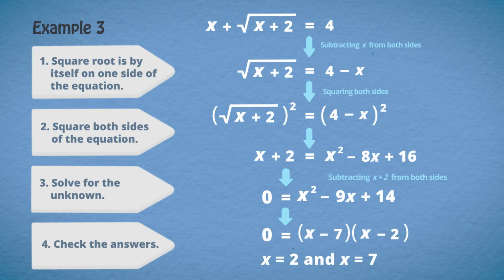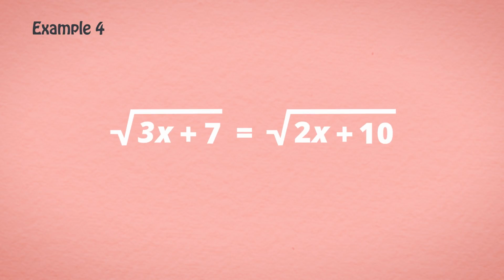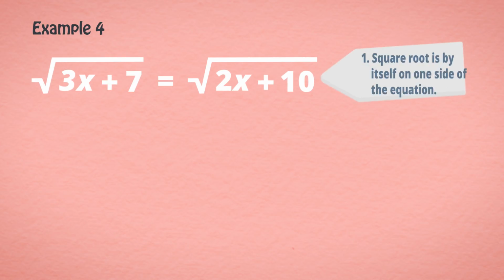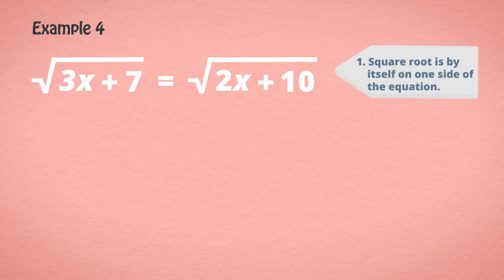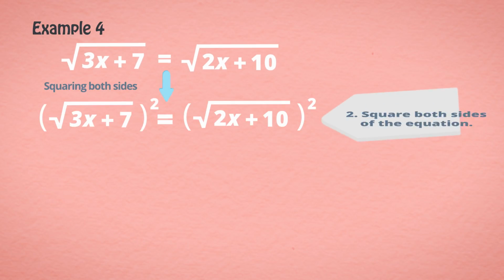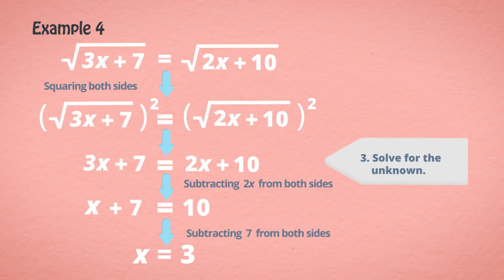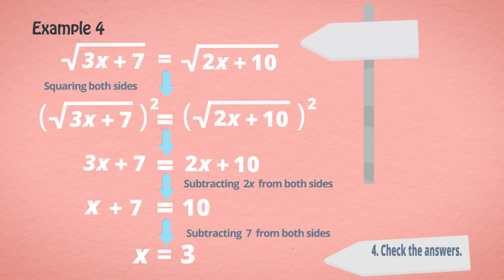Finally, let's look at one more question where there are two square roots in the equation, like this one. Now, did you notice that each square root is by itself on one side? This actually makes it easier. Now, can squaring both sides get rid of the square roots? Let's find out. Upon squaring both sides of the equation, the square roots are no longer around and we get a linear equation. Solving for x will give us x equals 3.